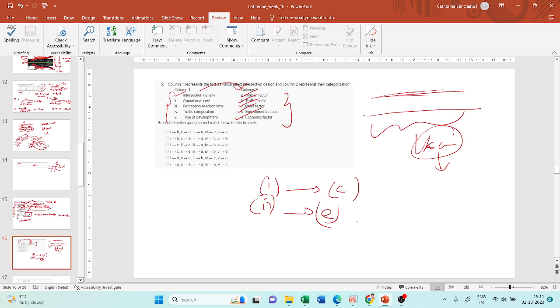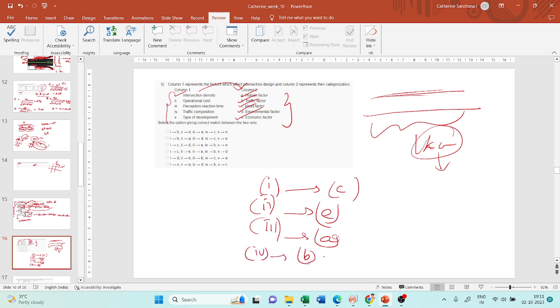Perception reaction time. We saw much earlier the PIEV theory, where we saw how this perception reaction time is calculated or identified, right? So what is perception reaction time? The time taken for you to perceive the situation and then react to it. So it is obviously a human factor. So 3 corresponds to A. Traffic composition, as the name clearly says, corresponds to traffic factor.